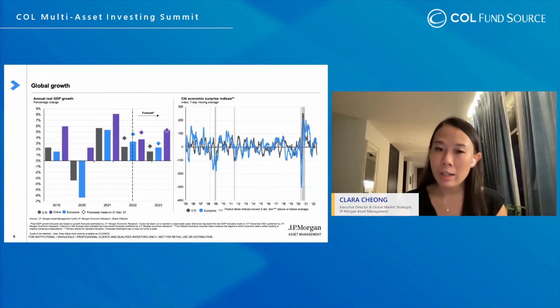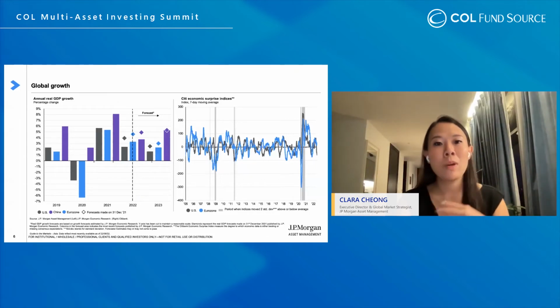So we do have higher rates and we do have tighter financial conditions, so we're starting to see some pain points in the economic data. On the left-hand side, the growth has been downgraded for a lot of major economies, including the US, since the start of this year. The diamonds show you where the growth expectations were at the beginning of this year, and the bars show you where they are now. And most of it has moved lower.